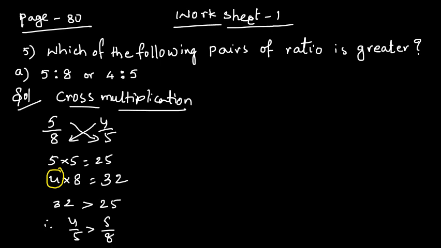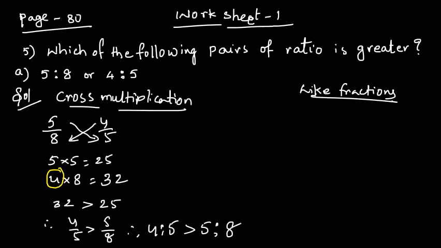Okay. What is the question? Which of the following pairs is greater? 4 by 5 is greater than 5 by 8. Means what? 4 is to 5 is greater than 5 is to 8. This is one way. The other method is making the denominators equal, like fractions method. Okay, like fractions.